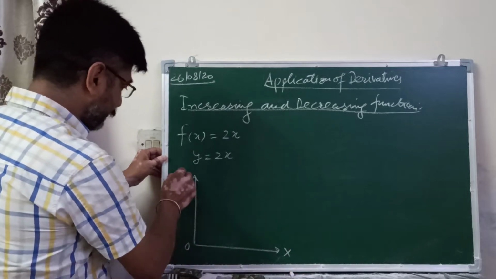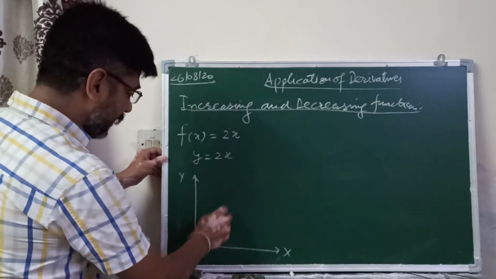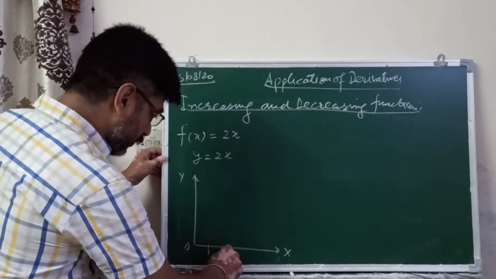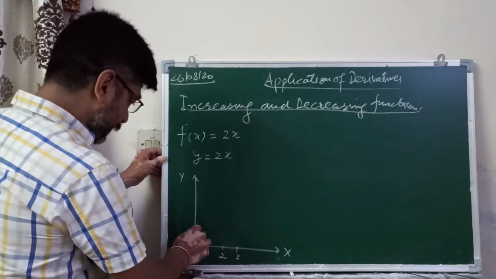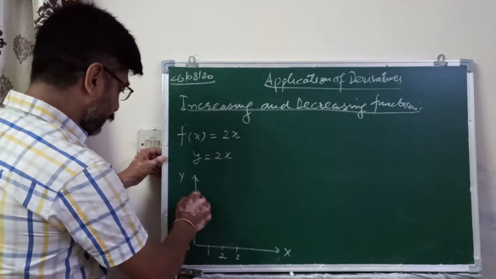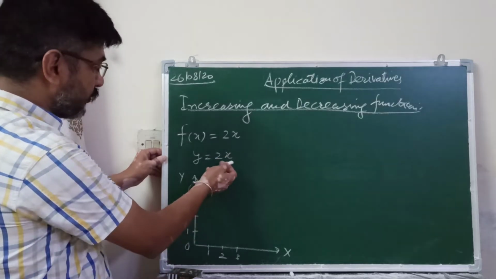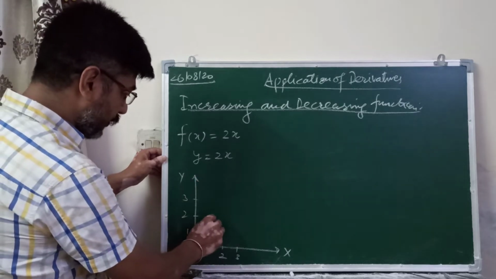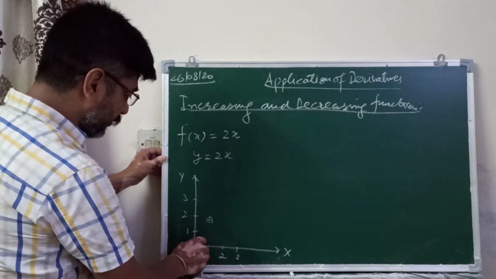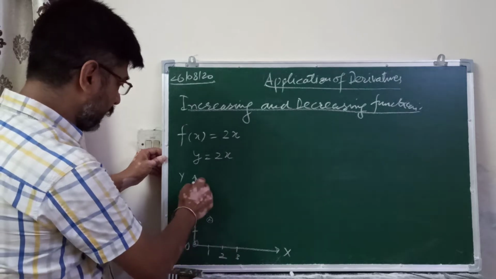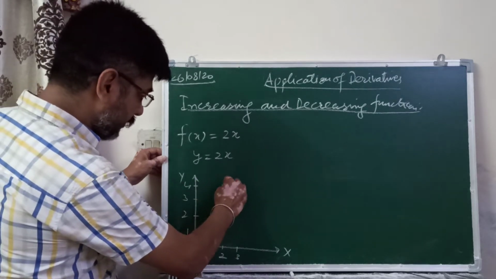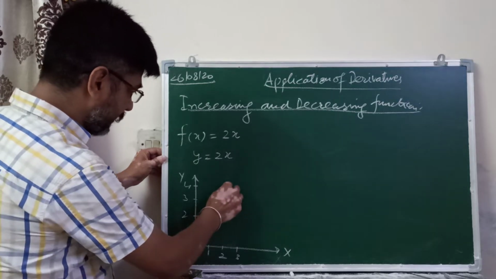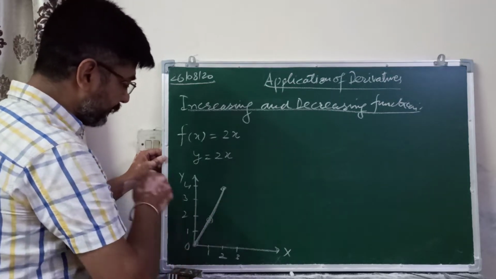On the x-axis and y-axis, let it be 1, 2, 3. At x equal to 0, y is 0. At x equal to 1, y is 2. At x equal to 2, y is 4. So these are the points. We join them, we will get a line. This is the line. Clear?